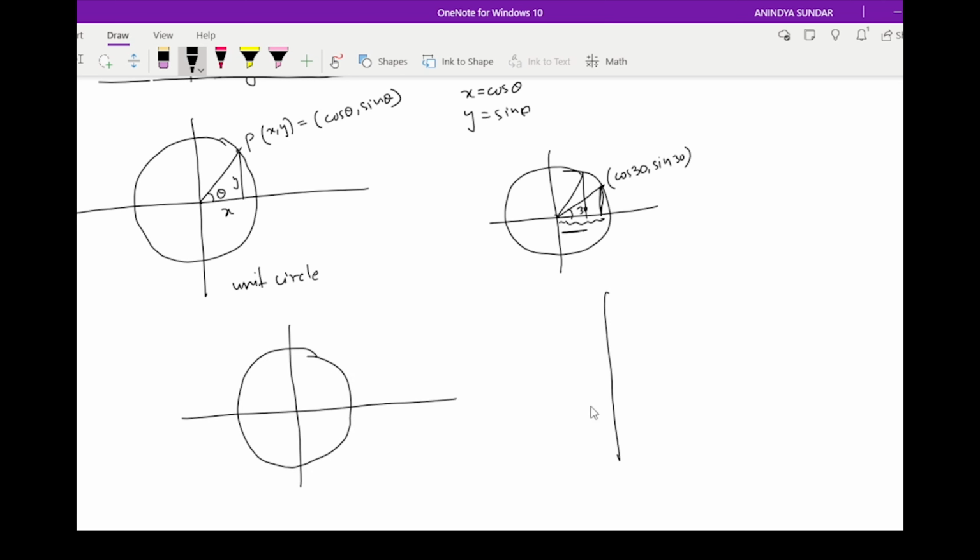Now I will try to draw the graph of cos x from this unit circle. If I try to find the graph of cos, I can see that this length is 1. So at 0 degrees the graph will start from 1. Then if I increase the angle a little bit, the value will decrease. It will keep on decreasing till the value vanishes, that is 0.